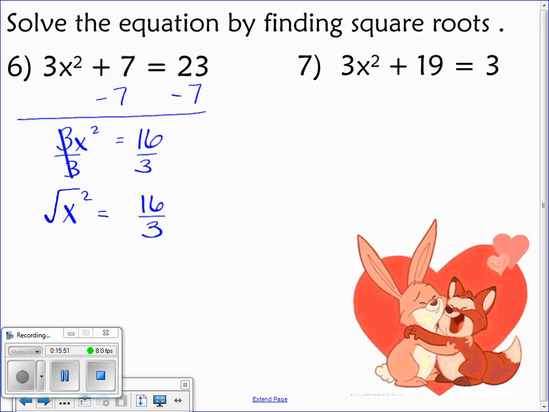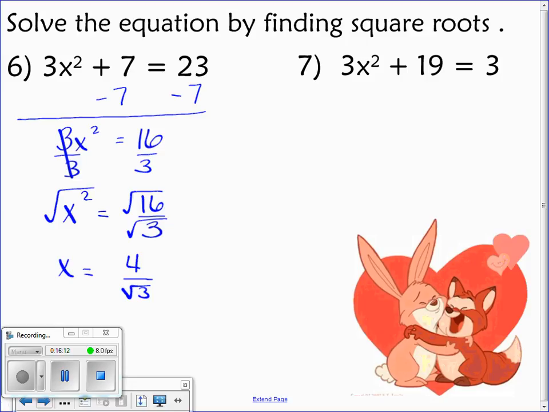Good, take the square root, top, bottom separately. On the top, square root of 16? That's just 4. On the bottom, radical 3? Good. Right, I simplified the top to 4. The bottom I can't actually simplify.